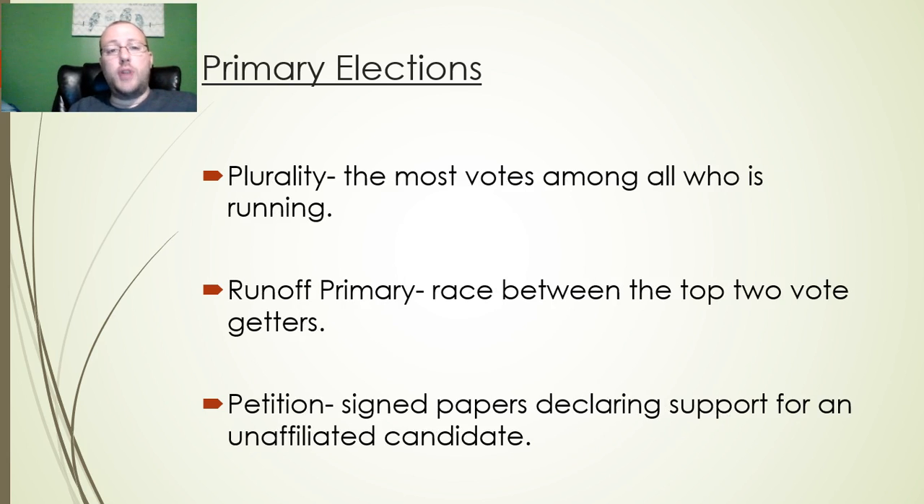Plurality is the most votes among all who is running. The person gets the most votes. And a runoff, which I mentioned a minute ago, is a race between the top two vote getters. A petition is signed papers declaring support for an unaffiliated candidate. This is the way to get somebody in an election that doesn't really make it on the ballot to begin with. So, just kind of summing this up for a few minutes.